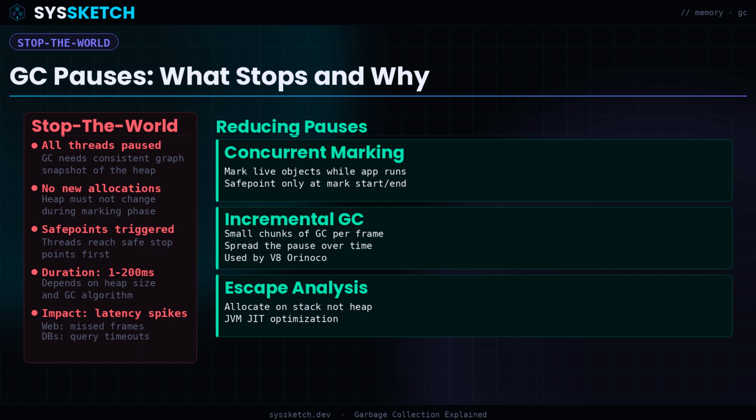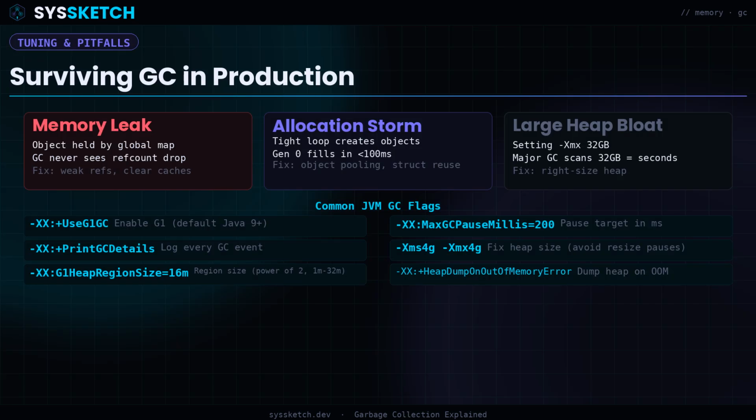For web services, these pauses cause latency spikes and missed SLA thresholds. For databases, they cause query timeouts. Reducing stop-the-world time is the central engineering challenge of modern GC design, which is why so much effort goes into concurrent marking, incremental collection, and escape analysis. Understanding GC is useful. Knowing how to respond when it misbehaves in production is better.